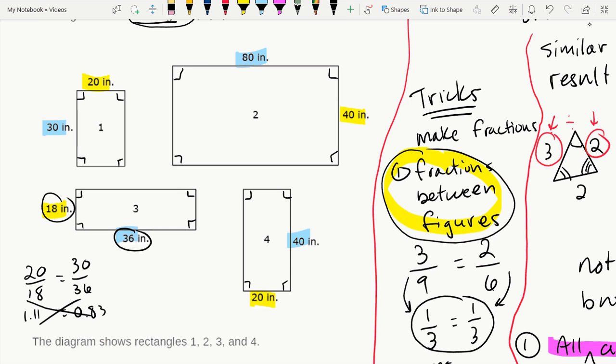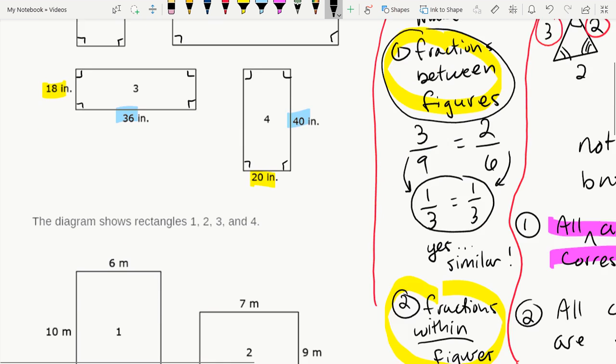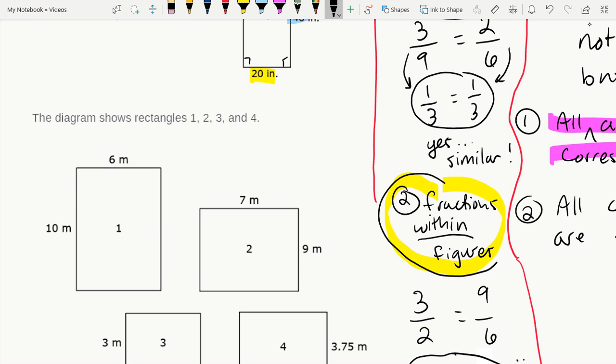Okay, so now let's try. Oh man, this is going to take a long time, guys. Let's switch gears. For this one, we can analyze our own strategies. Going between figures for these would take a long time because I would have to do 1 and 3, 1 and 2, 1 and 4, 2 and 3, 2 and 4. That's going to be a lot of different comparisons. So instead, let's go to fractions within figures.